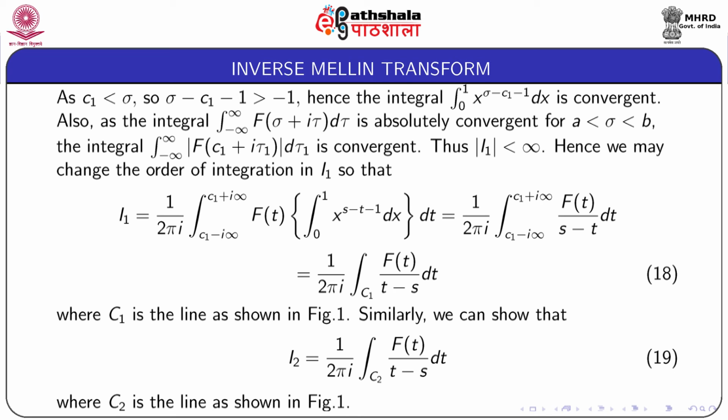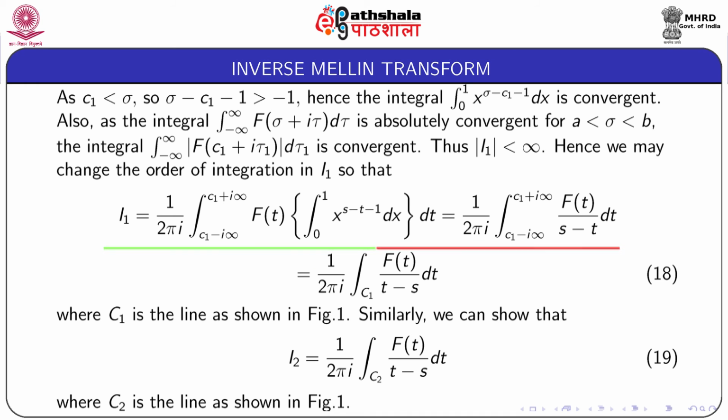So, we see that this integral is convergent and this integral is convergent, so that mod of I1 is finite. Hence, we may change the order of integration in I1, so that I1 is equal to 1 by 2 pi i integral from c1 minus i infinity to c1 plus i infinity capital Ft into integral from 0 to 1 x to the power s minus t minus 1 dx dt.